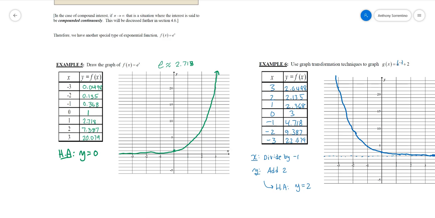So that brings me to the end of this video dealing with exponential functions. In the next one, we're going to talk about its inverse, logarithmic functions.